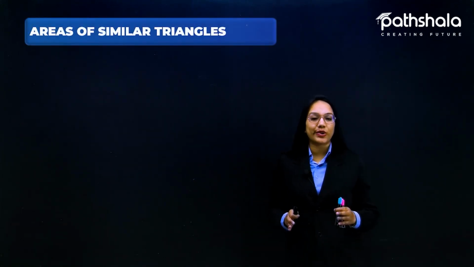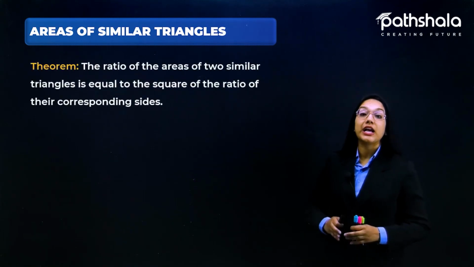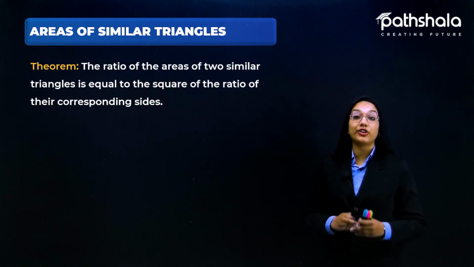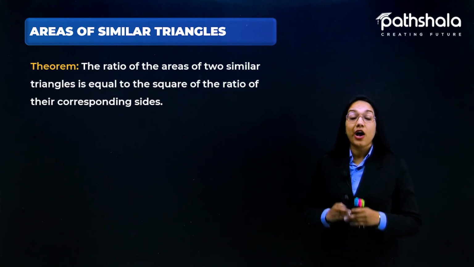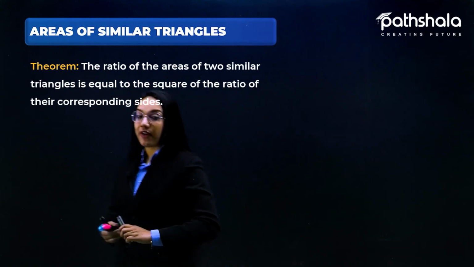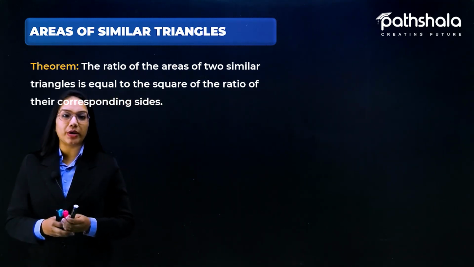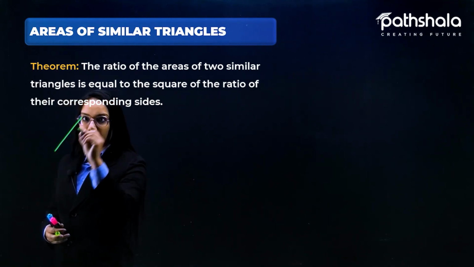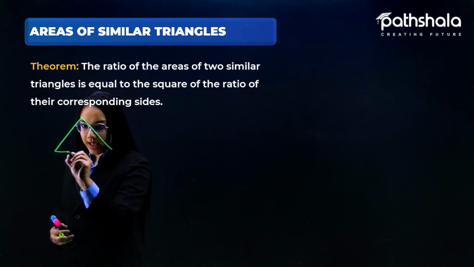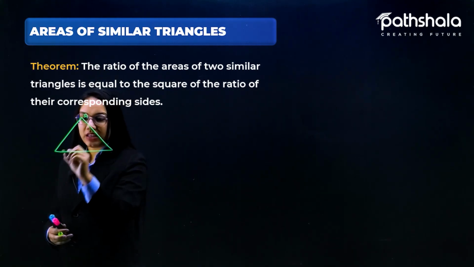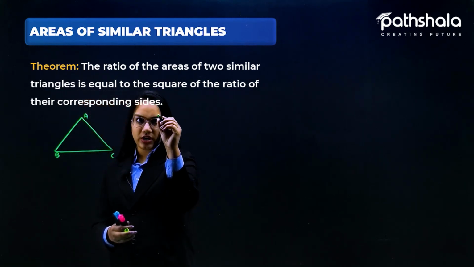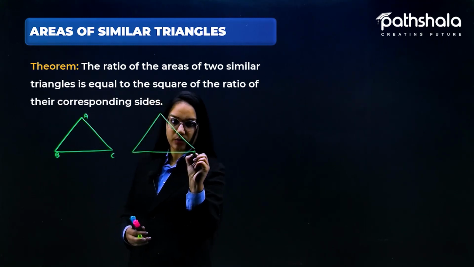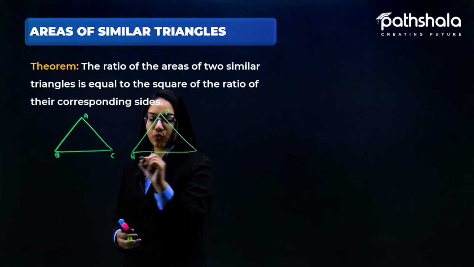So let's see a theorem which is related with it, which says that the ratio of the areas of the two similar triangles is equal to the square of the ratio of their corresponding sides. What does it mean? Let us suppose I am just taking any two particular triangles. Let us suppose I am starting the proof of this theorem, and I'm taking the two triangles as ABC and another triangle PQR.